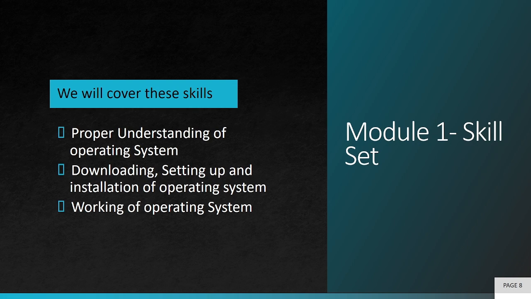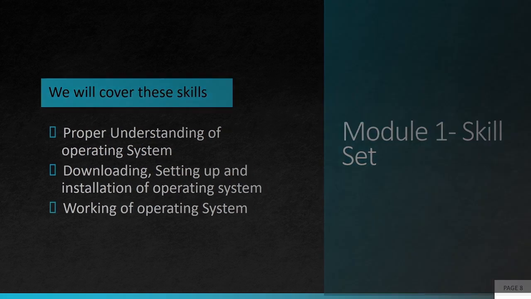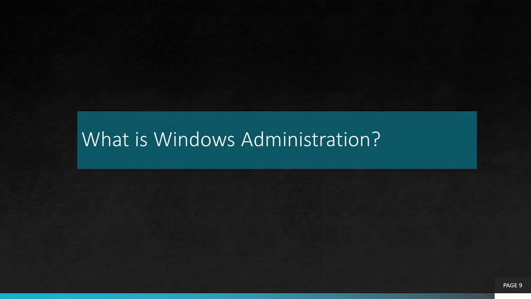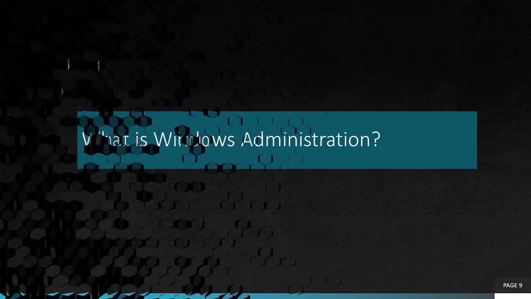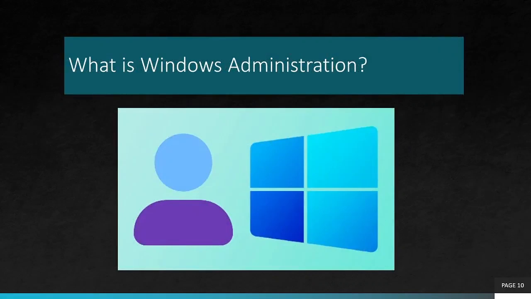Let's start our class. The first question that we are going to have is, what is Windows administration? Any guesses? Yes, you guessed correct, guys. Windows administration is where the person is responsible for managing your Windows operating systems, to know how to manage that: allocations, authorization, authentication, working, installing, upgrading, downgrading, troubleshooting. These are the parts that are included in Windows administration.